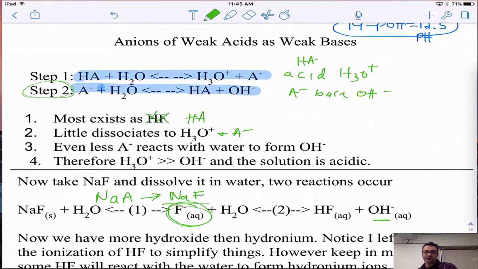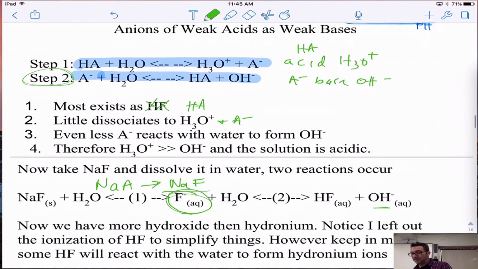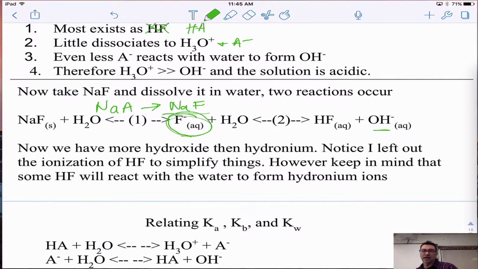In this case, we dissolved NaF. We didn't dissolve HF. Because of that, the NaF was in high concentration. The F- was in high concentration. The amount of OH- that you produce is going to be more than any HF that occurs, producing H3O+. So in this case down here, we're going to have more hydroxide than hydronium.